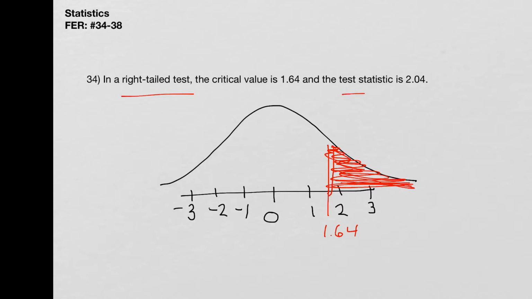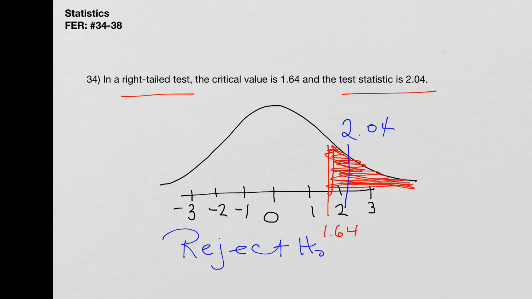So the test statistic is 2.04, and that test statistic is to the right of our critical value. So you can see that on your diagram right there, 2.04. That is to the right. It is in the rejection region, and so we would reject the null hypothesis.